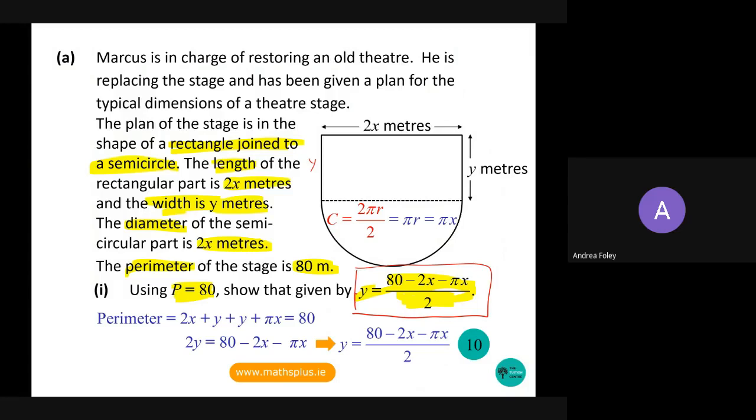Mid partial credit is manipulating your equation to try and isolate the y. So if you got to the 2y equals 80 minus 2x minus pi x, or if you had a mistake in the equation, but you then manipulated your equation to try and isolate the y, that would get you mid partial credit. And then your high partial credit would be isolating y, but you don't get the right answer for whatever reasons. You had a mistake earlier on, or when you divided by the 2, you missed off something on the top of that fraction. Whatever that mistake may be, as long as you have it as y equals, you would get high partial credit at that point.